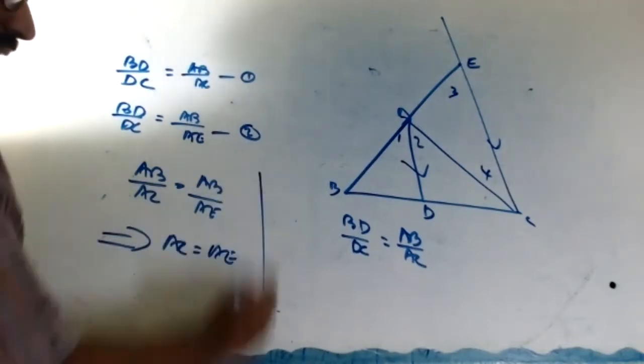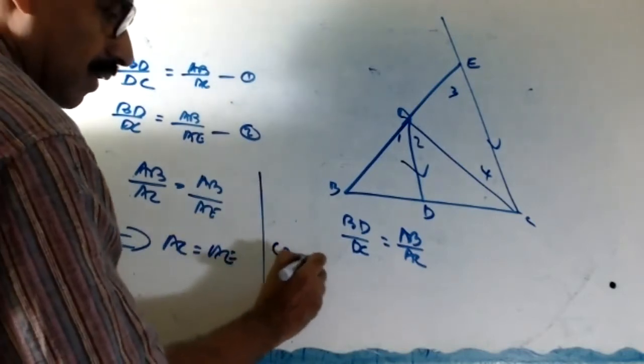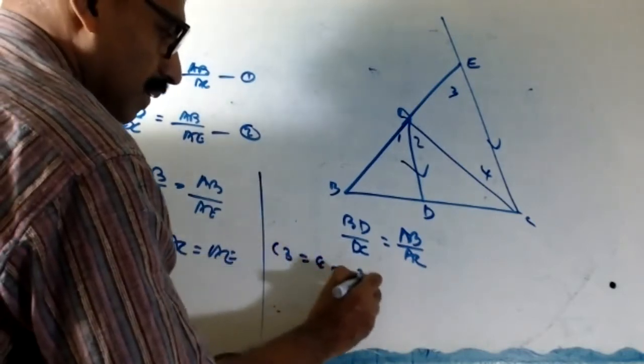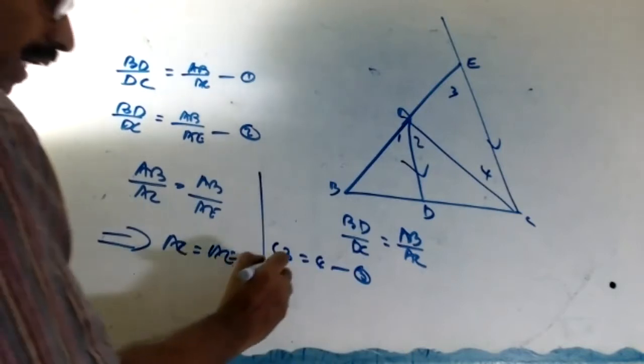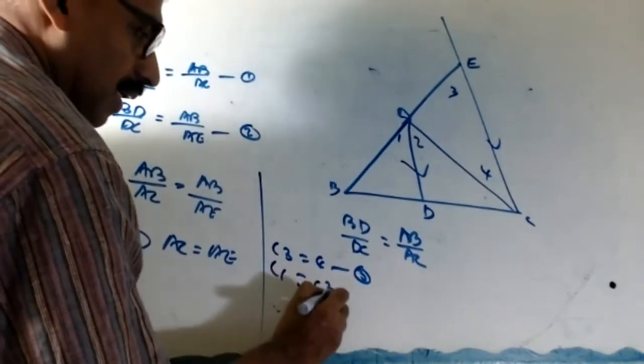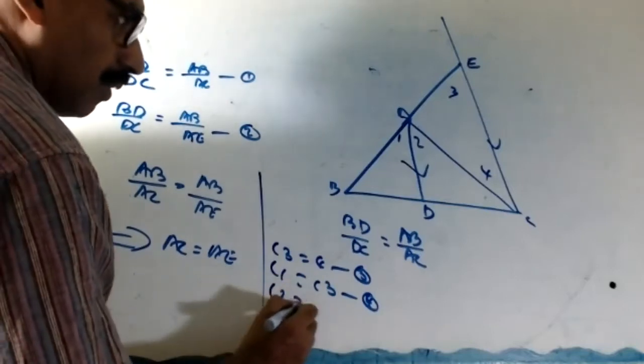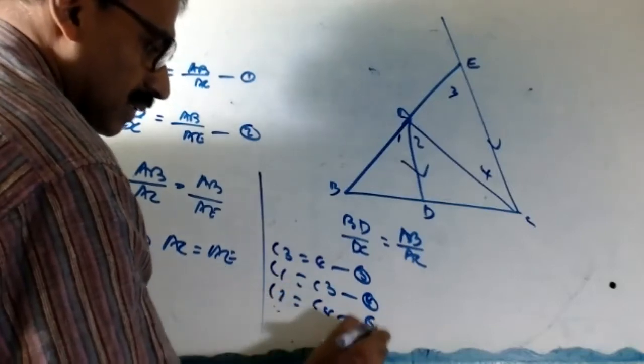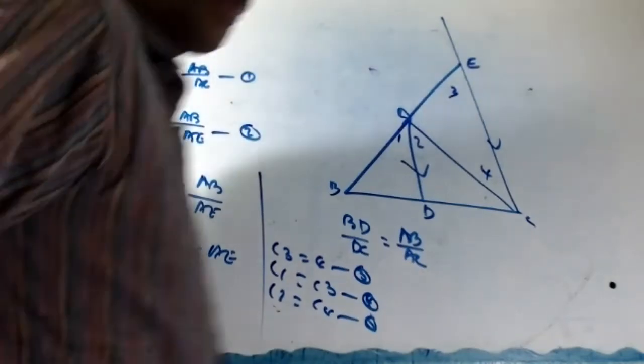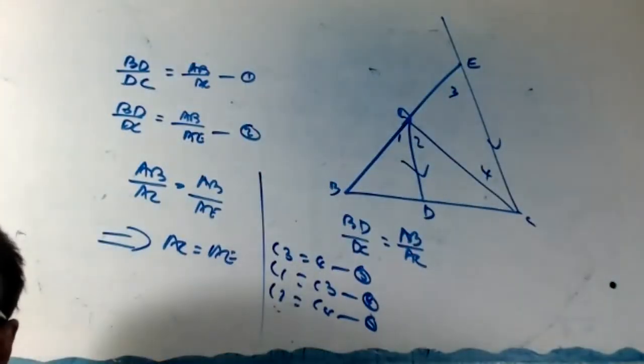Okay, AC equal to AE means angle 3 equal to angle 4. Number 3. Angle 1 equal to angle 3 corresponding. Number 4. Angle 2 equal to angle 4. Number 5. Therefore, angle 1 equal to angle 2.